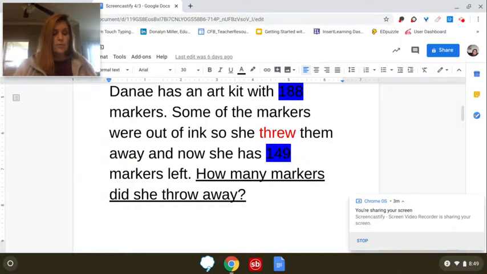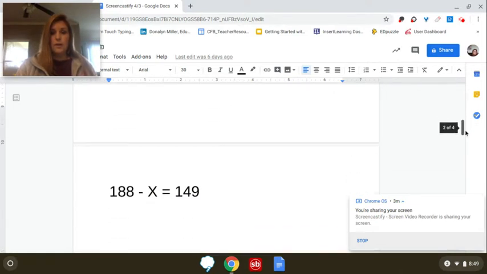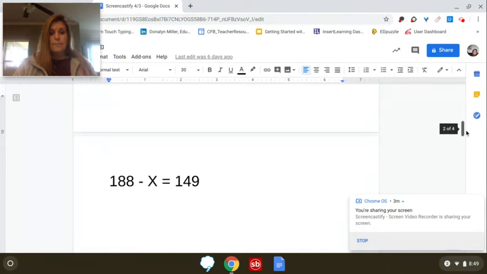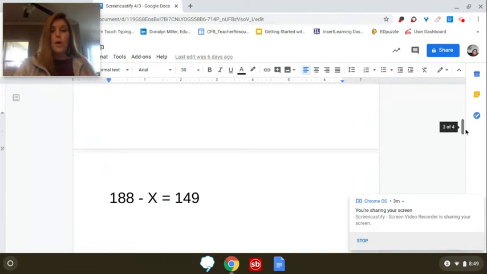The fourth thing we do is we write an equation. And this is what your equation should look like for this particular problem. Now, I have 188. That's how many markers Donna A. had. And then she threw some away. We don't know how many that is. That's our X. And then it equals 149, which is what she has left.